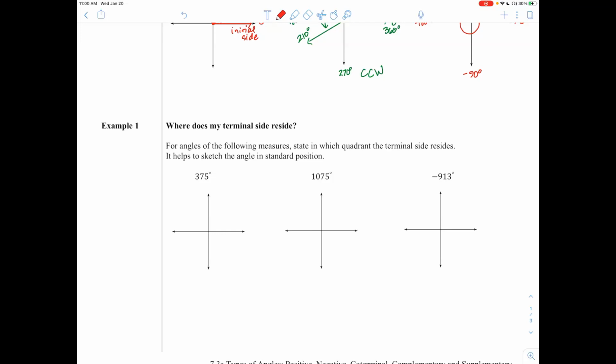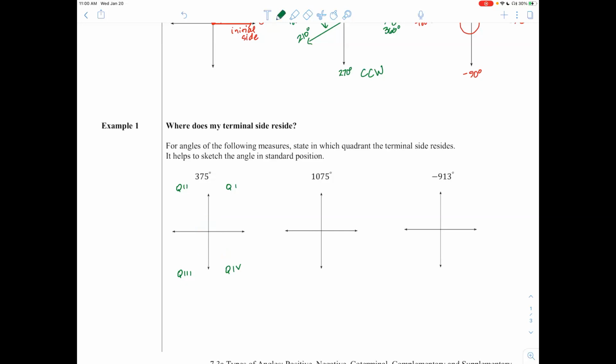For angles of the following measures, state in which quadrant the terminal side resides. It helps to sketch the angle in standard position. All right, so first of all, remember the quadrants: quadrant 1, quadrant 2, quadrant 3, and quadrant 4. Those go counterclockwise, which is a positive rotation. You go 1, 2, 3, 4, like that.